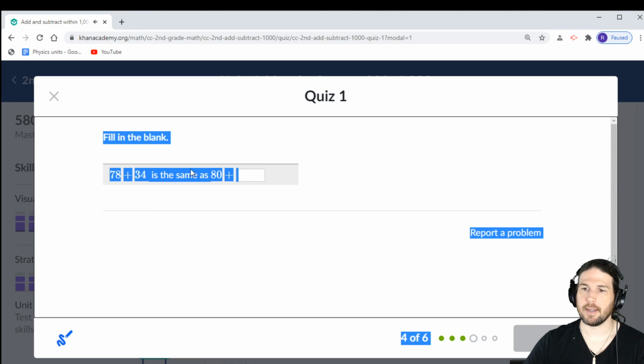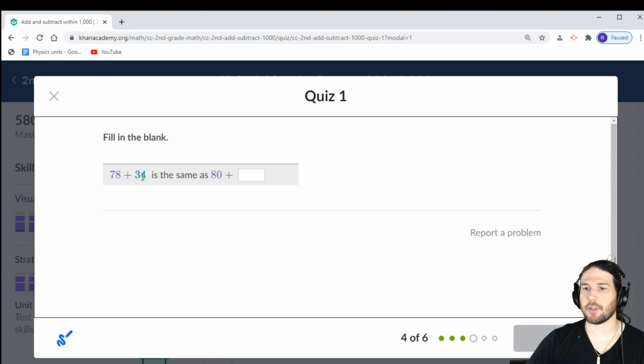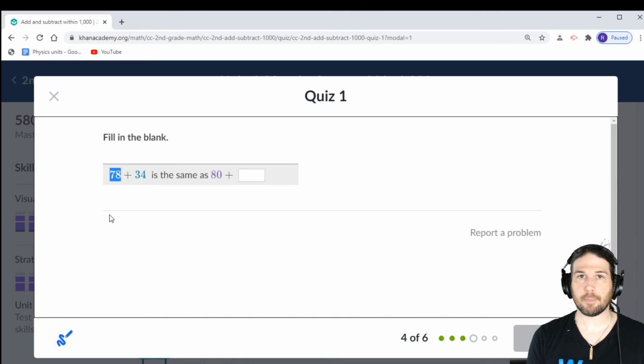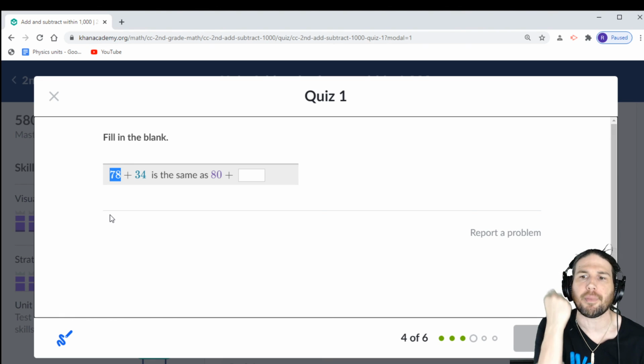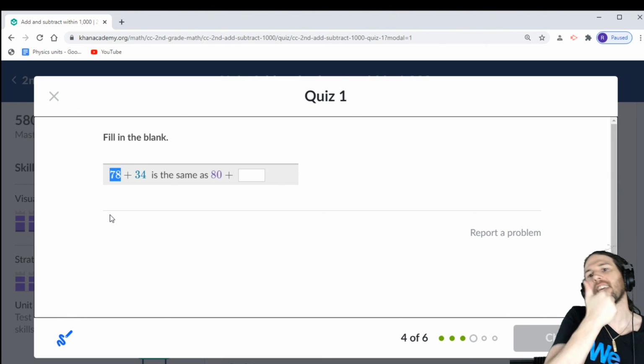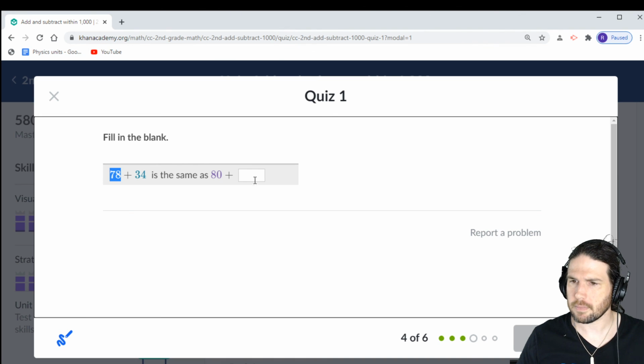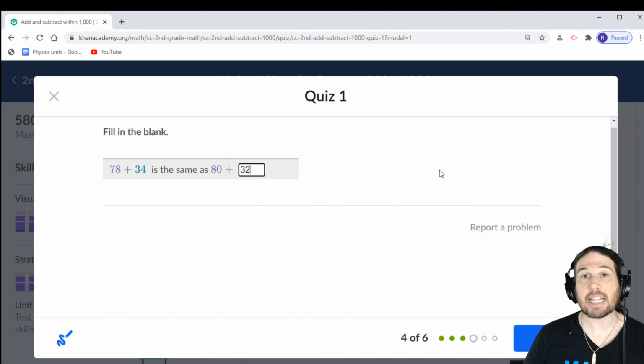Fill in the blank. 78 plus 34 is the same as 80 plus, well, if we're going to add 2 to the 78 to get 80, we have to get that 2 from somewhere. We can't just make it up, right? That 2 that we're going to make 80 out of, we can't just conjure it up out of nowhere. It's coming from the 34. We are taking 2 of those ones away from that 34 and giving it to the 78. So it becomes 80 plus 32.